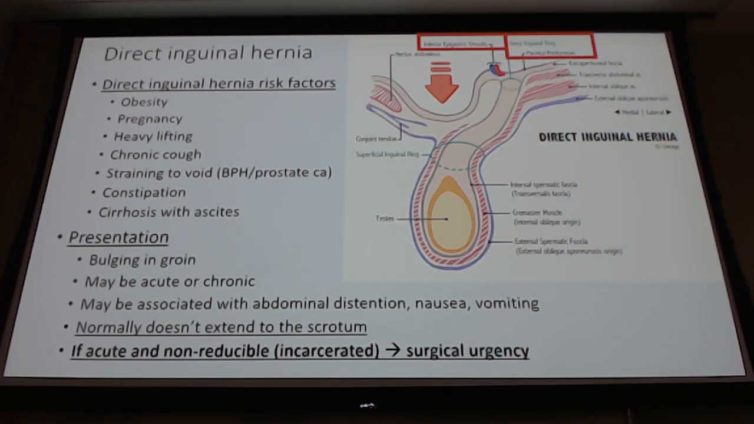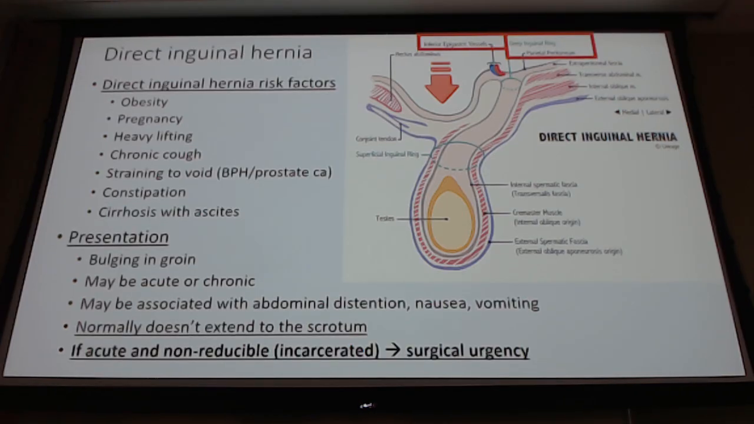Love it. All right, so when we're talking about direct, what can cause a direct? Obesity, pregnancy, heavy lifting, chronic coughing, straining to void when you have benign prostatic hypertrophy or prostate cancer, constipation, cirrhosis with ascites. You're going to have a bulge in the groin, again, can be acute or chronic. You may have abdominal distension, nausea, and vomiting if it's becoming incarcerated and strangulated. It normally does not extend into the scrotum because it does not go through the canal.